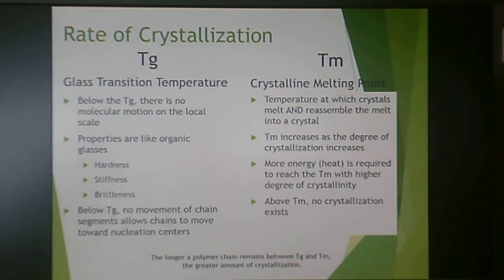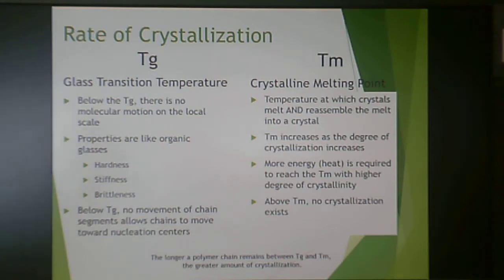So there's two temperatures of a material, and all materials have these characteristics if they're semicrystalline. And those are the Tg and the Tm. The Tg is the glass transition temperature. So below the Tg, a material is glassy. And when it's glassy, there is no molecular motion on the local scale. When you heat it above the Tg, then you start to get molecular motion.